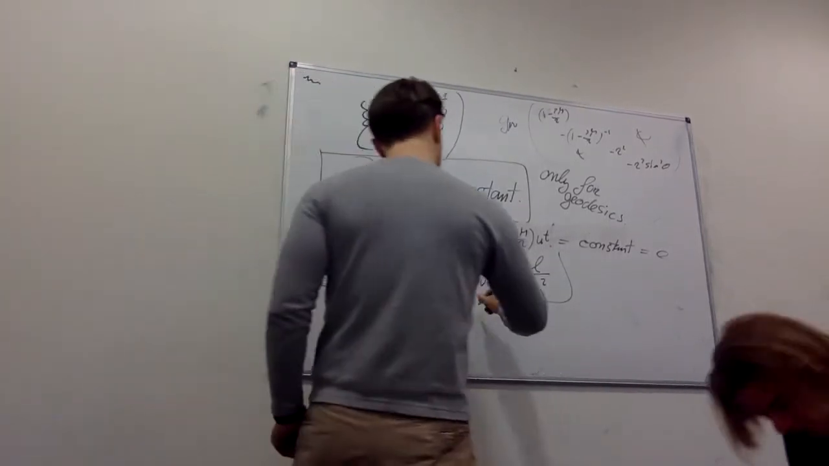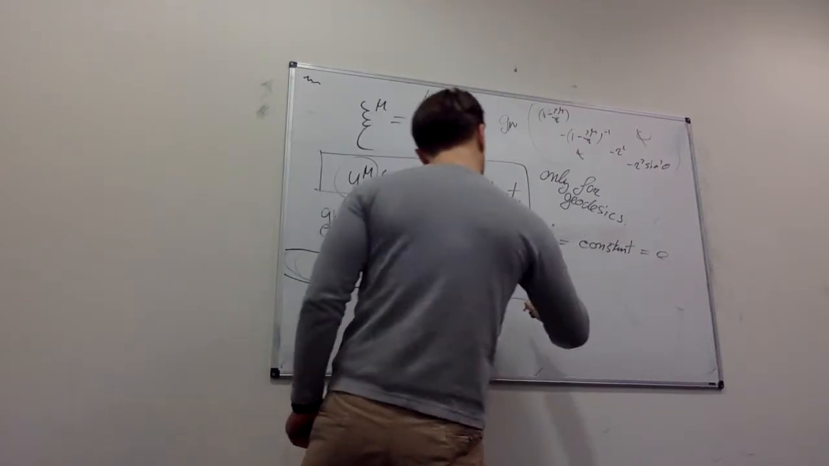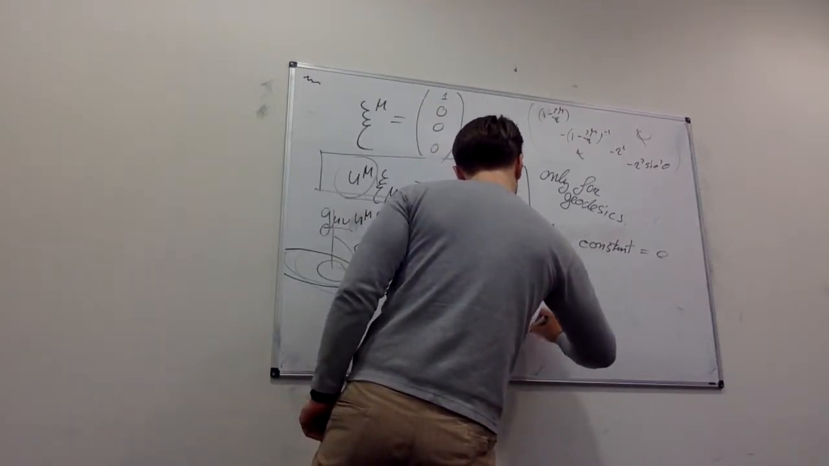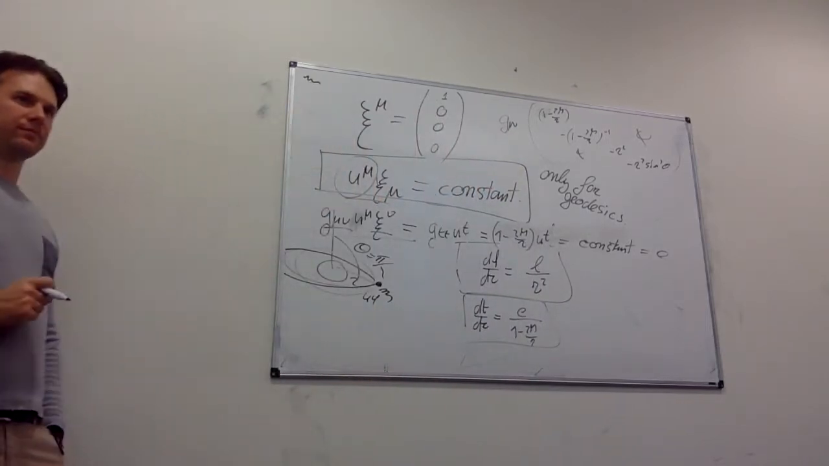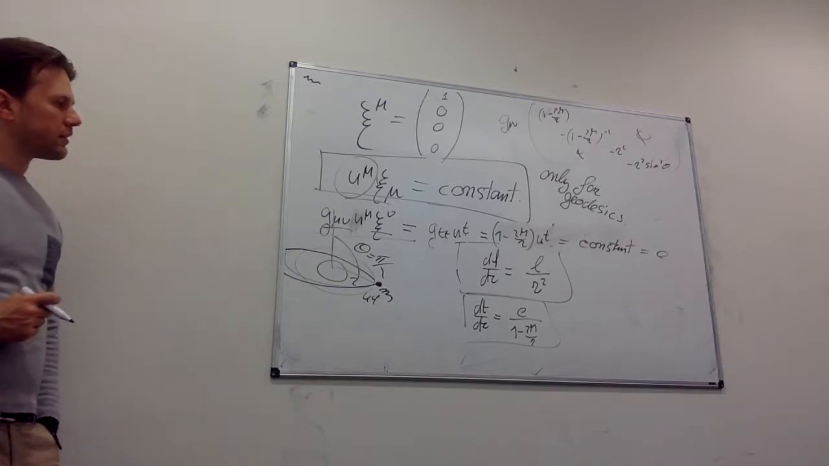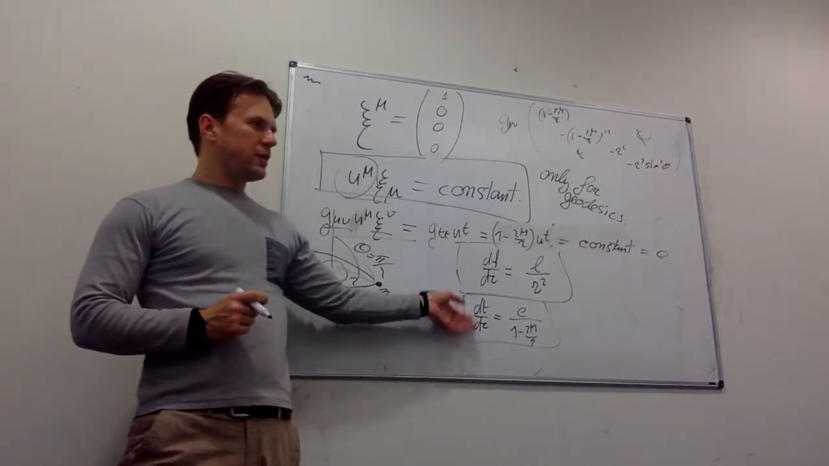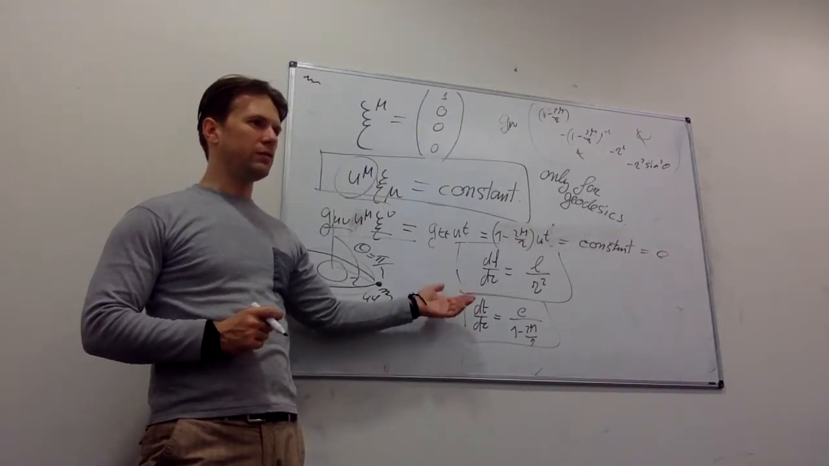And that tells you that UT, which is dt d tau, is given by this number, 1 minus 2m over r. And we have another constant. This will tell you something about time dilation, right? Because dt d tau is time dilation between one observer and the other.